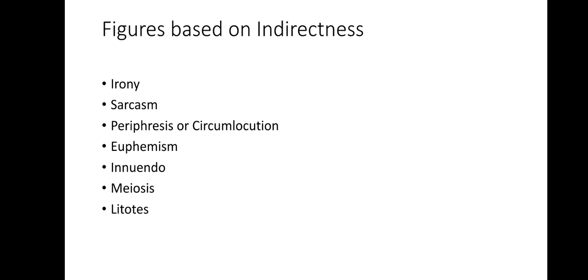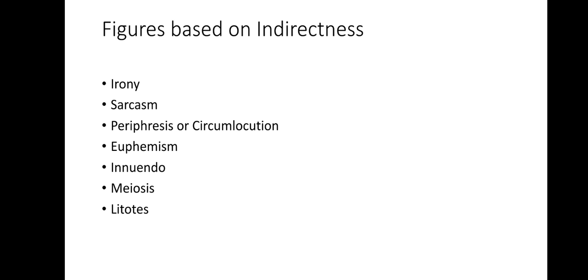Okay, so let us go to our next figure of speech, which is meiosis. Meiosis is an understatement which is deliberately made to heighten the effect. When we say she is rather beautiful, apparently it seems she is not that beautiful, but it is an understatement which makes her more beautiful. She is rather beautiful means she is very beautiful actually. So the understatement is deliberately made to heighten the effect.